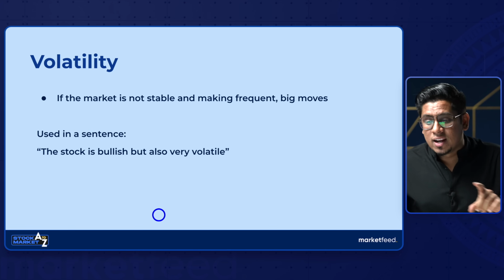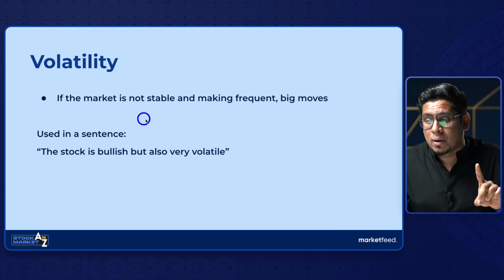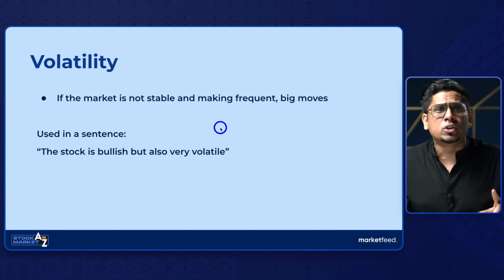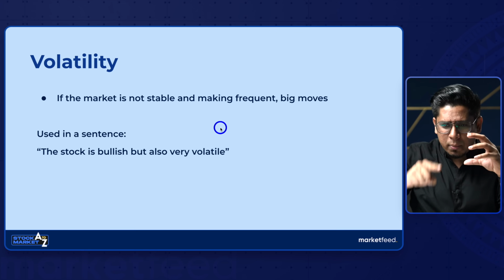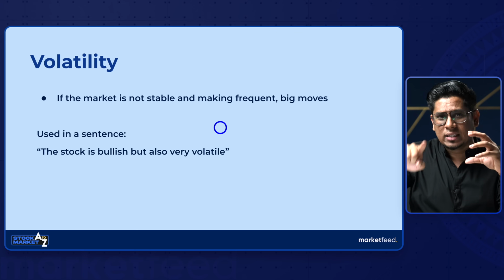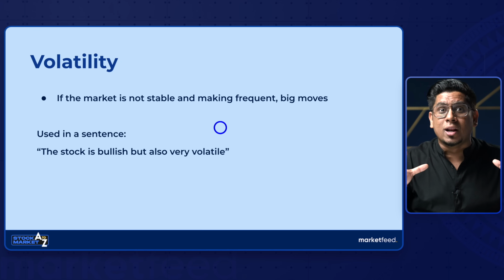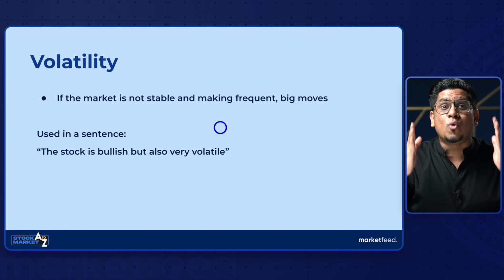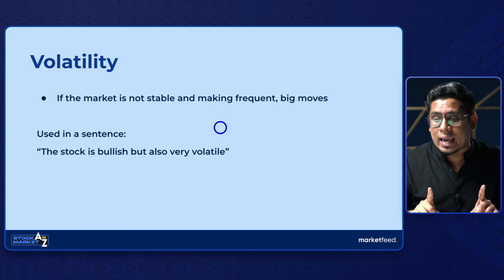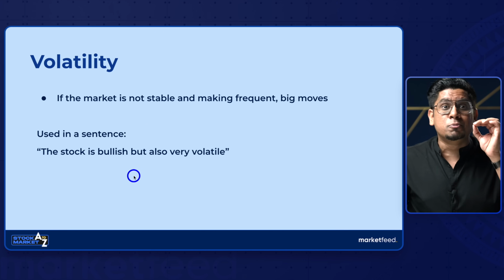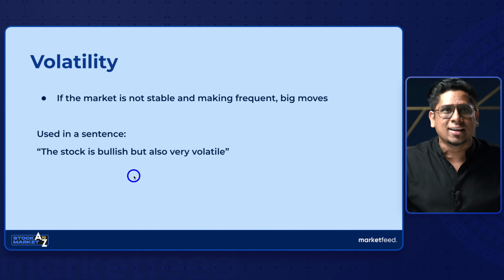Cool. The next term we are learning is volatility. Volatility is when the market is not stable and is making frequent big moves in any direction. Say a stock moves up on a day, then comes down a lot the next day, then moves up, then stays there, then moves up, then comes down again. If a stock is not stable, moving here and there a lot, making violent, big, frequent moves, then we can say that the stock is volatile. Used in a sentence: the stock is bullish but also very volatile. It is moving a lot in either direction, right?